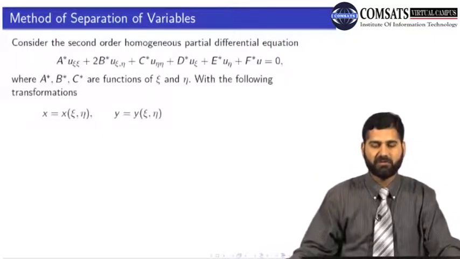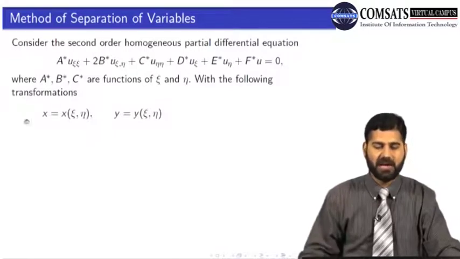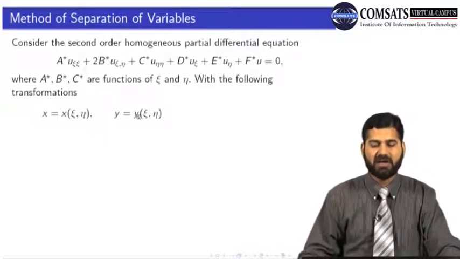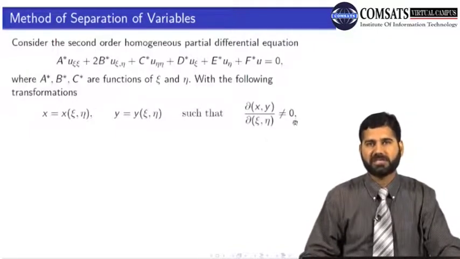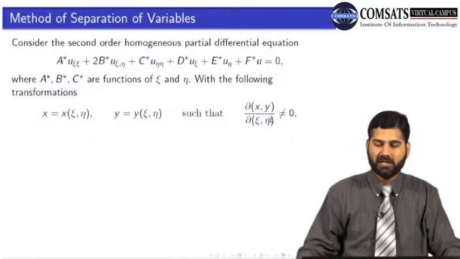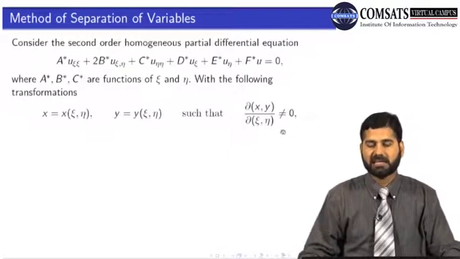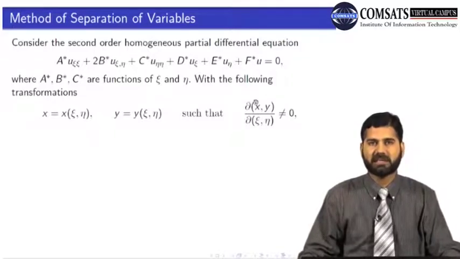With the following transformation, if we transform our differential equation to x and y instead of xi and eta, so let's say we have a transformation that x is given by this function of xi and eta, and y is given by another function of xi and eta, such that the Jacobian of the transformation is not equal to 0. If the Jacobian is not 0, then it's an invertible transformation. Jacobian is the determinant that contains partial x by partial xi, partial x by partial eta; the second row will contain partial y by partial xi and partial y by partial eta. So this is the notation for the Jacobian. It's basically the determinant, and this determinant will not be equal to 0.